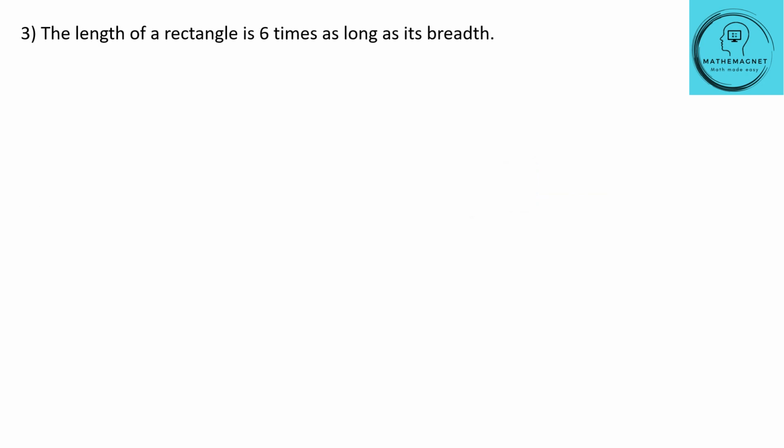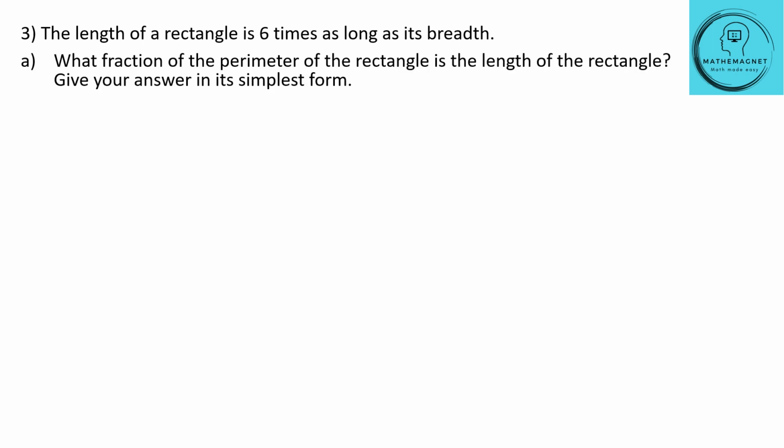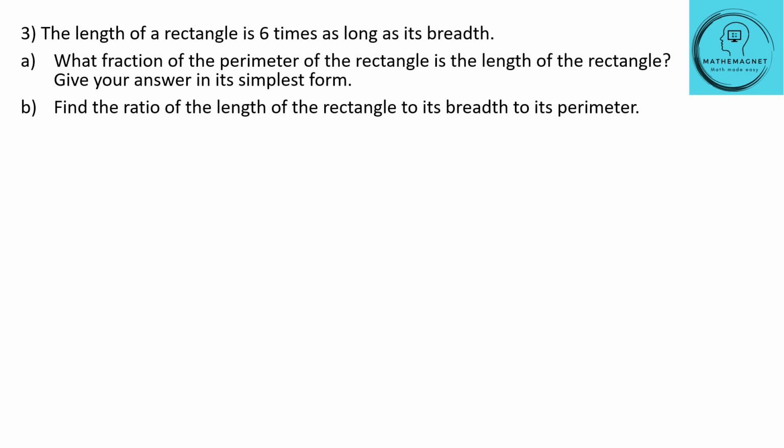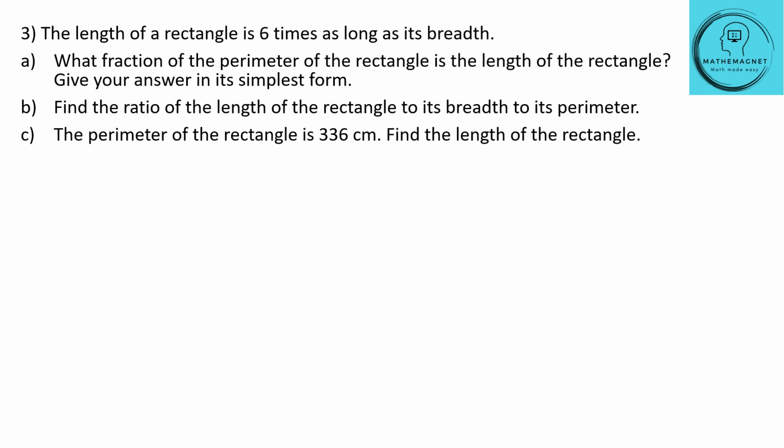Question number 3. The length of a rectangle is 6 times as long as its breadth. Question A. What fraction of the perimeter of the rectangle is the length of the rectangle? Give your answer in its simplest form. Question B. Find the ratio of the length of the rectangle to its breadth to its perimeter. C. The perimeter of the rectangle is 336 centimeters. Find the length of the rectangle.